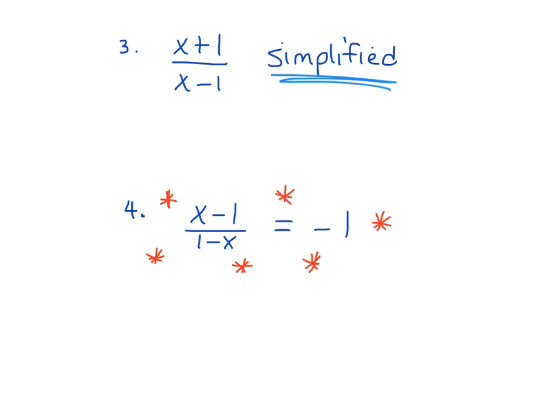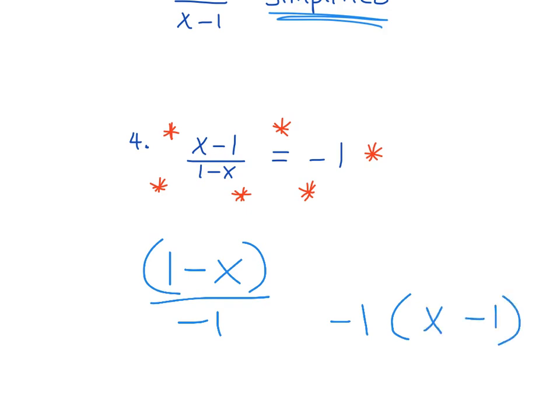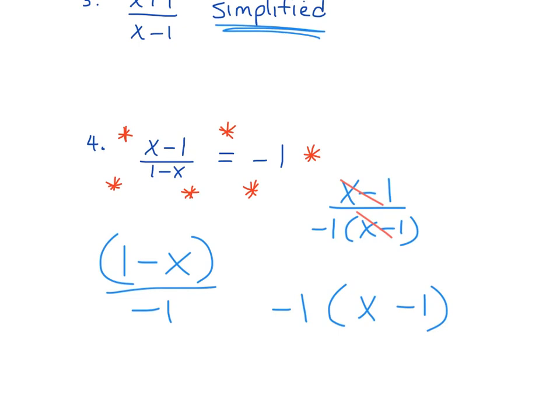Because watch what I can do to this one. I could take the denominator, the 1 minus x, and I can factor out a GCF of -1, and then I can flip the signs around. And now what I have is x minus 1 on the top, then the factored bottom, and then notice the x minus 1's cancel, and now I'm left with 1 over -1, which simplifies to -1. So be very careful when you see the signs are backwards like this. It will reduce to -1.